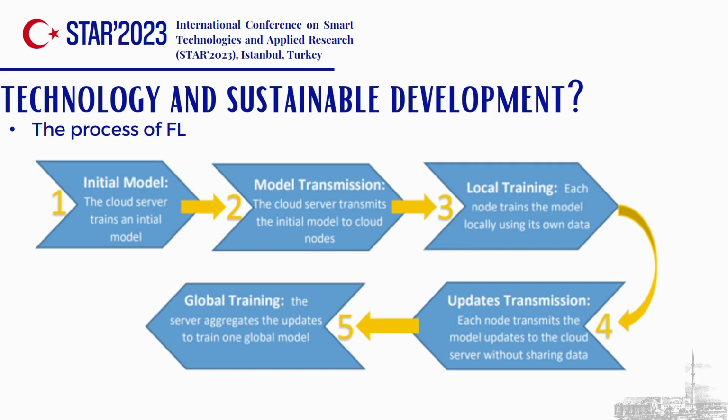The third step is local training, during which each node trains the model locally using its own data. Then the fourth step is about update transmission. So each node transmits the model update to the cloud server without sharing the data, only the update. And finally, the global training, which is when the server aggregates the updates to train one global model.